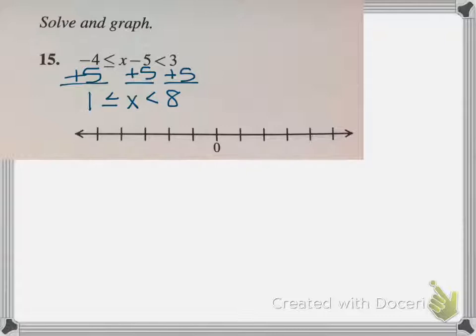So I'm going to disregard my 0 there. I'm not going to have that be 0. I'm going to have this number be 8, which makes this one number 1, which would make this one 0. So if I want greater than or equal to 1, that's going to be a square bracket. And if I want less than 8, that is a parenthesis. And I shade in between. And all the numbers that fall in between are solutions to my compound inequality.